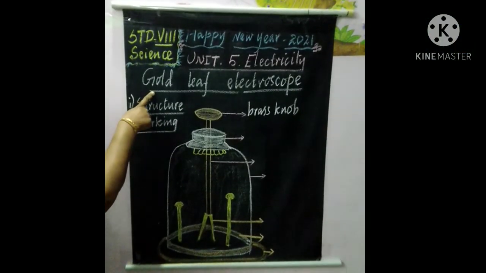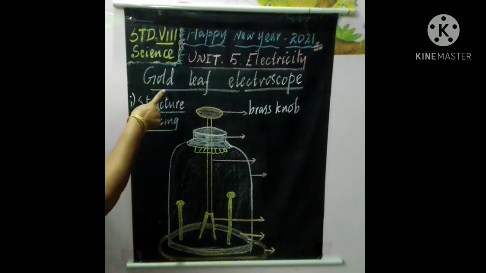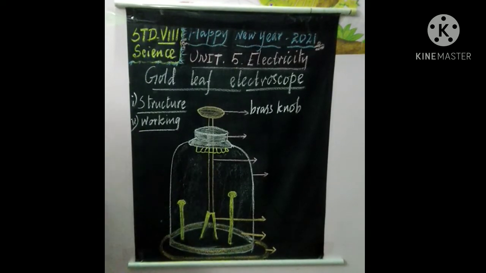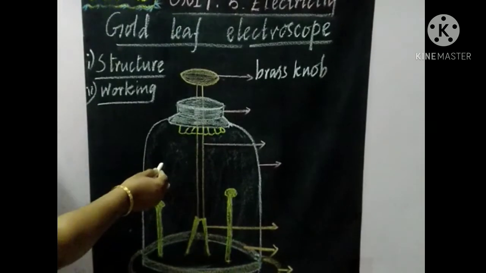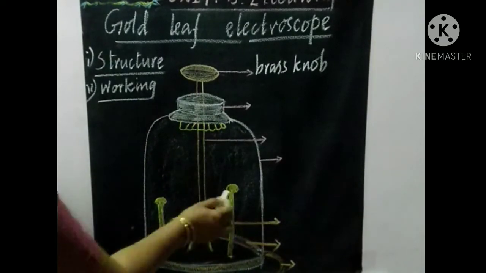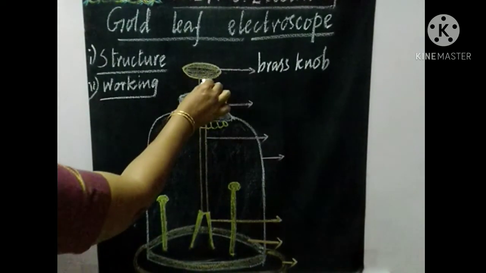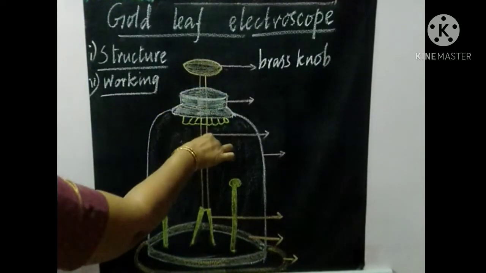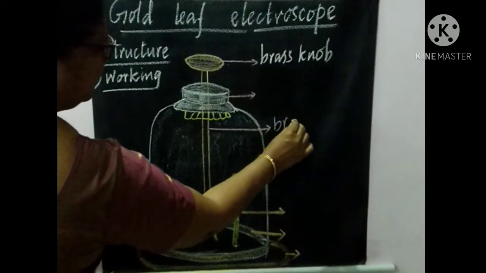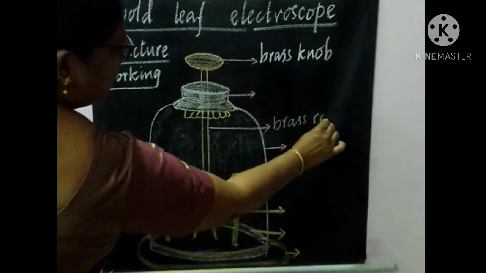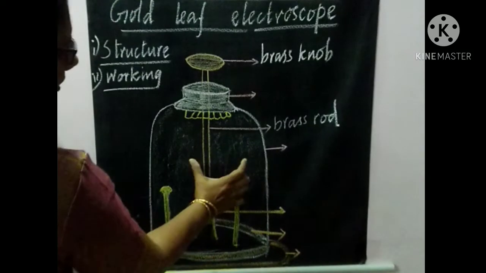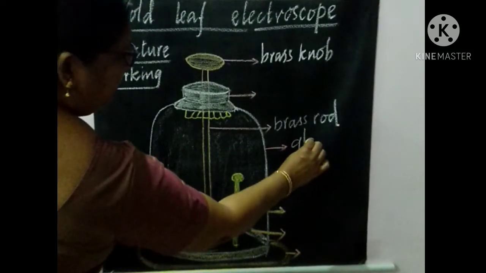Now we will discuss the structure and working of the gold leaf electroscope. This is the structure of the gold leaf electroscope. It is made up of a glass jar. See the glass jar? A vertical brass rod is inserted inside the glass jar. This is the brass rod, which is inserted inside the glass jar. So what is this? Glass jar.